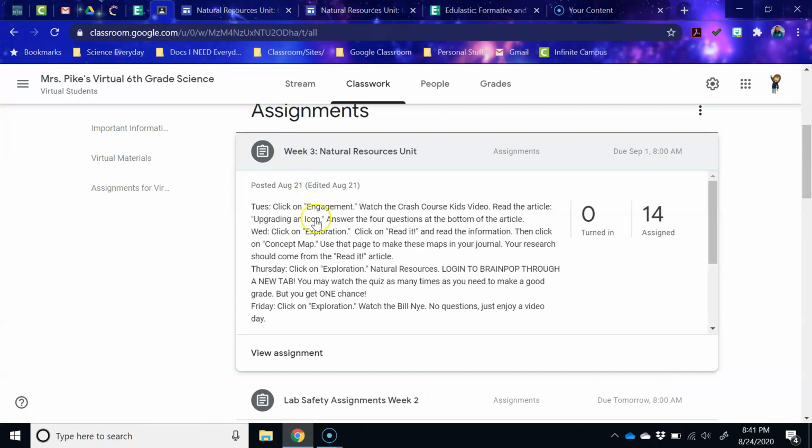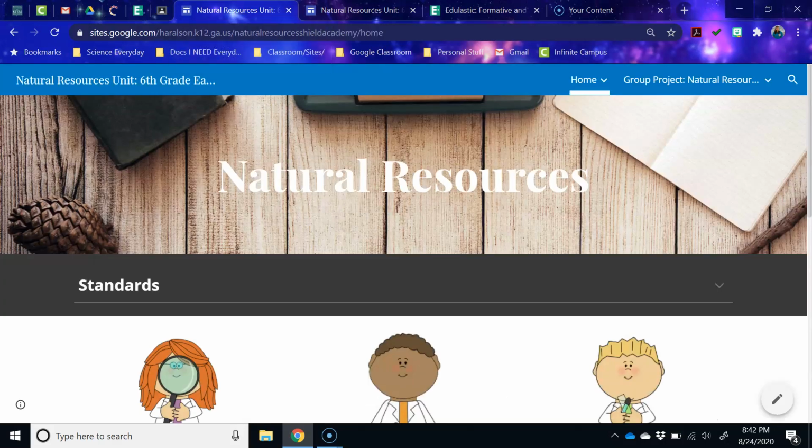Okay, so we go back to the assignment, and it says we're going to read the article, Upgrading an Icon, and answer the 4 questions at the very bottom of the article. Now I'm going to talk about some questions in the middle of the article, but those aren't going to be the questions you're going to answer. They're at the very bottom.